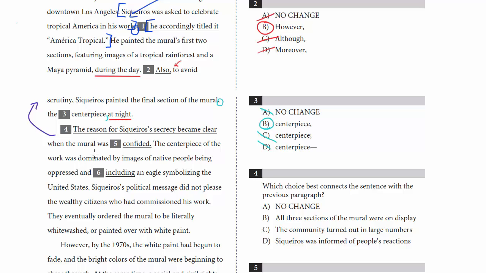That connects it nicely to the paragraph, and then transitions us into the topic of this paragraph, which is about what was on that mural that he needed to be secret about. So the original looks pretty good, but we'll always check all 4.